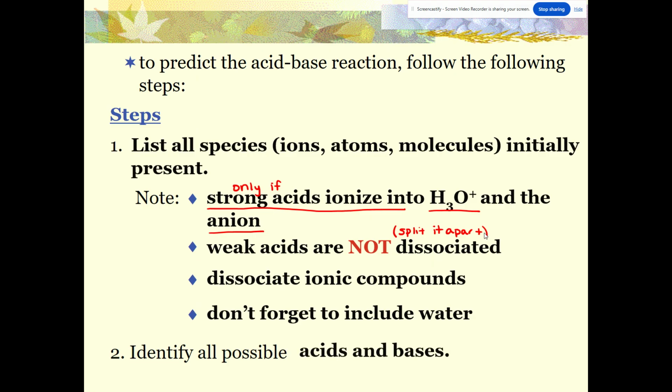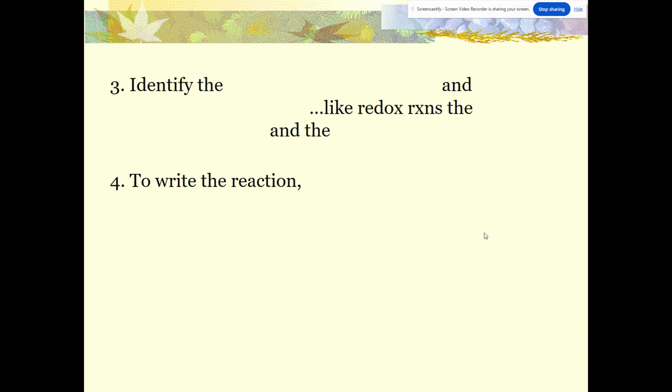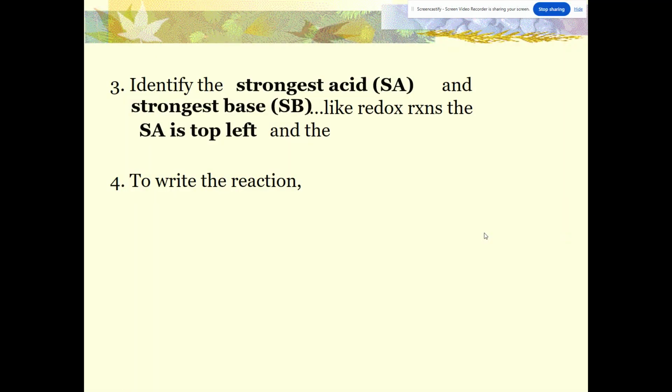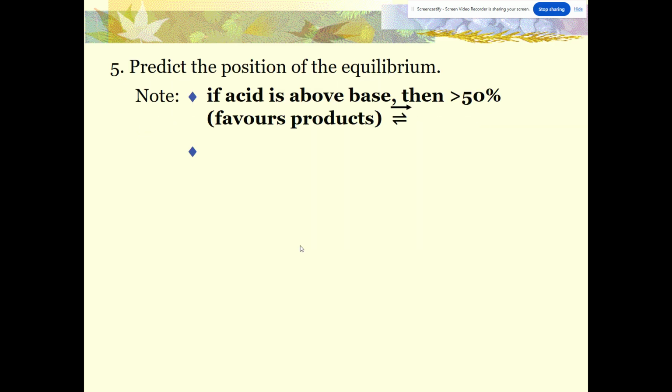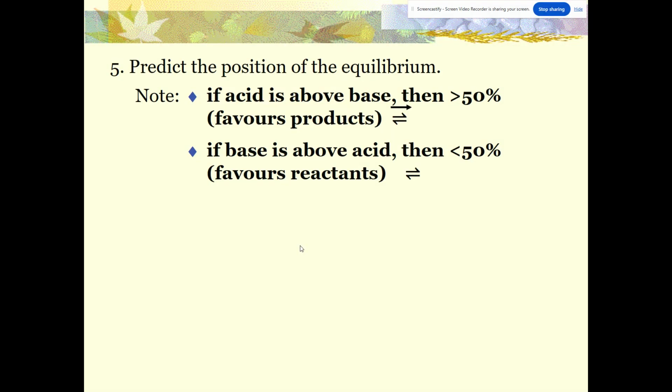Then you're going to identify everything as being an acid or a base or both if it's amphiprotic. You're going to then pick the top left for the strongest acid and the bottom right for the strongest base and react them. Like I said, you're transferring the hydrogen ion from the acid to the base to predict your conjugate products, the conjugate base and the conjugate acid. Make sure you also label them. And then, like we talked about, put your position of equilibrium, whether it is product favored or reactant favored.